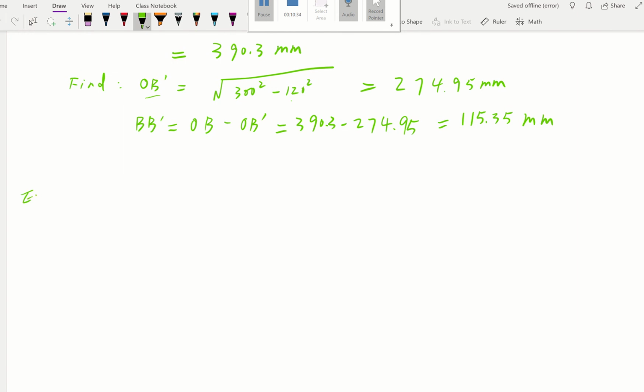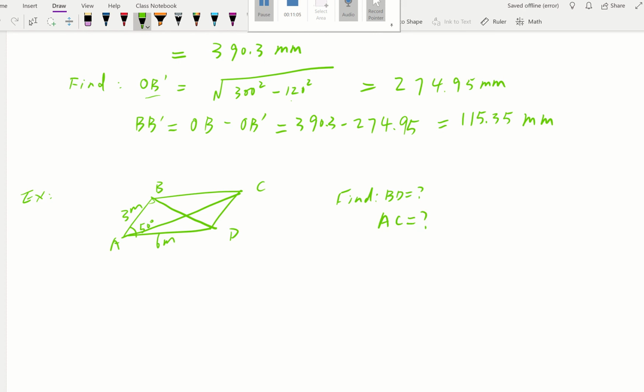Now let's look at another example. I just have a parallelogram here, and let's see, they labeled it as A, B, C, D. And they said this is 3 meter, this is 6 meter. The angle between them is 50 degrees. They wanted to find the diagonal BD distance, and also the longer diagonal AC. We're not going to solve it, just point out the direction. How do we figure out BD?